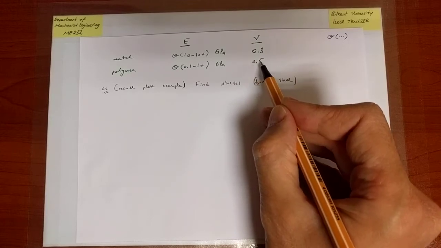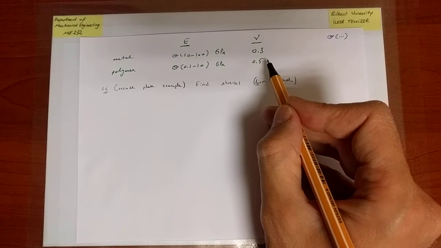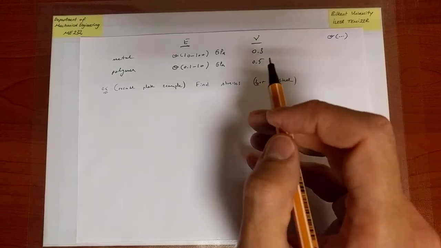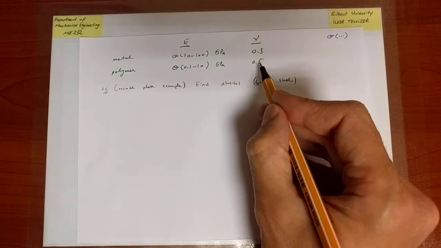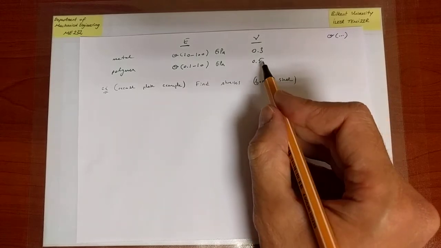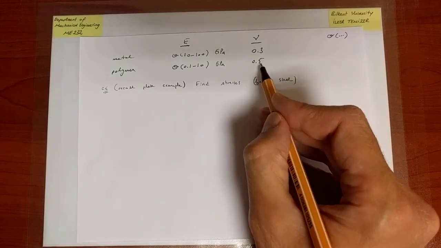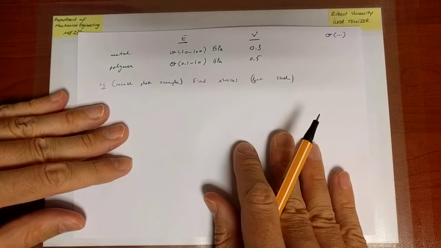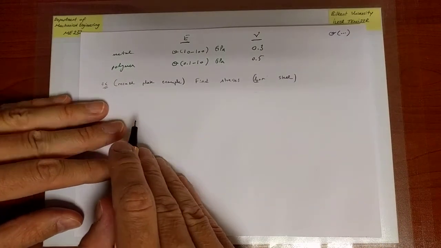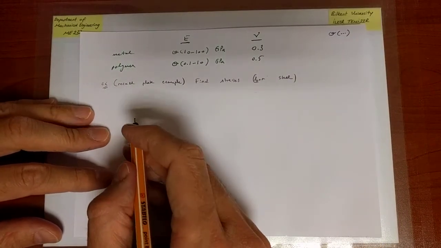In reality, it may not be 0.5, it's going to be 0.4995, let's say, for a polymer which does display this type of incompressible material behavior. We're just going to call it 0.5 presently. That's the upper limit for the Poisson ratio for an isotropic material.